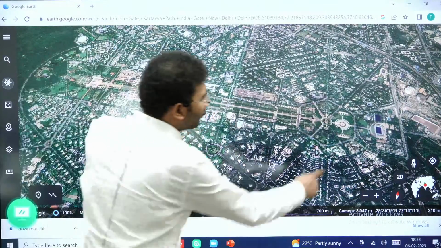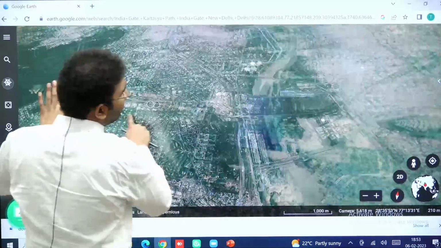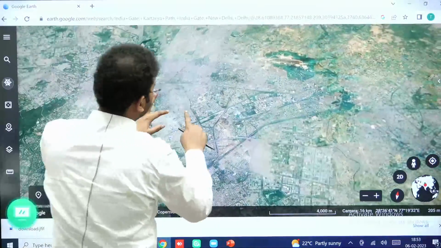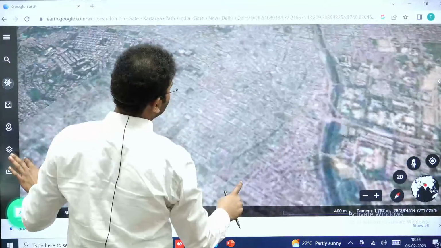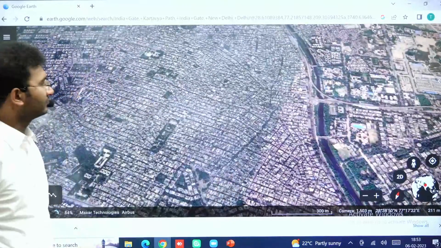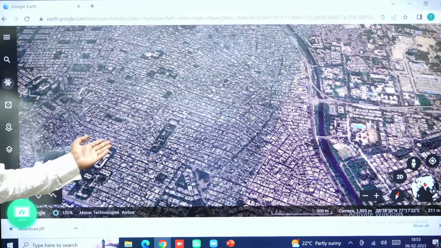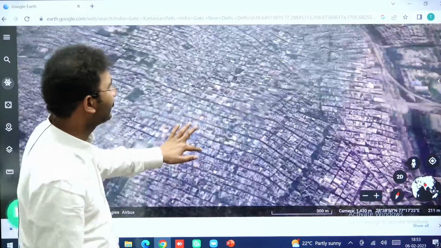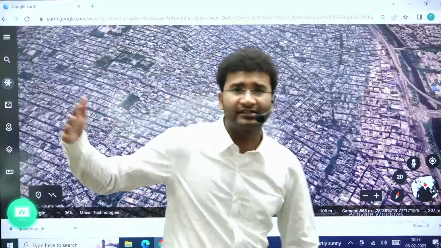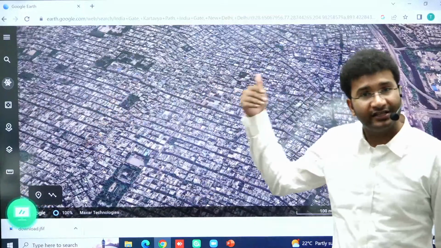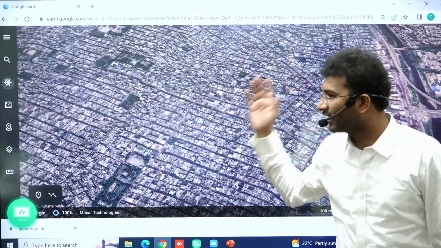Now let me show you another part of Delhi. If you look into, what is this? A visual difference which you will get to see just kilometers away. Now that part of Delhi is planned Delhi. This is an unplanned Delhi.